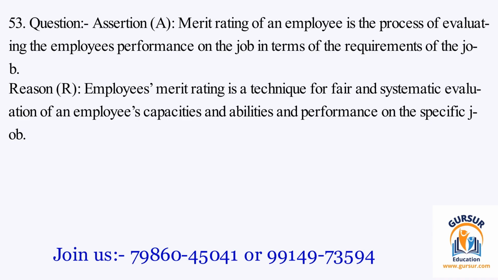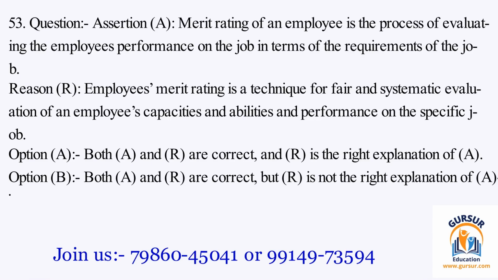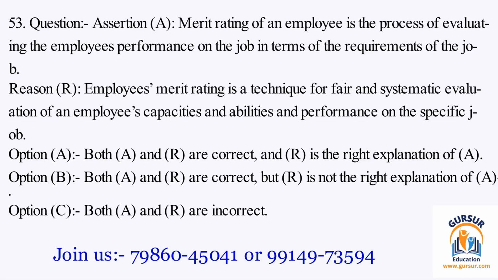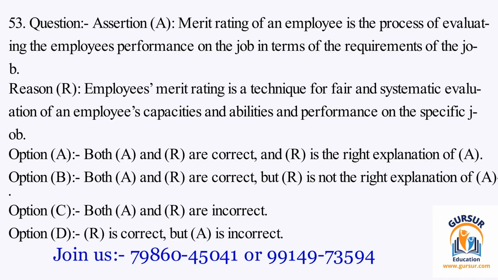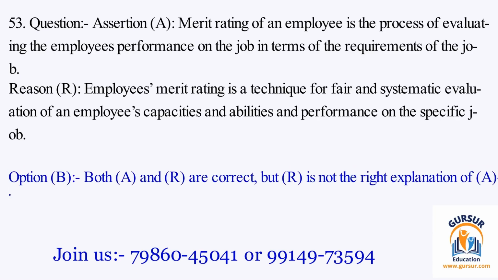The option A is both A and R are correct, and R is the right explanation of A. The option B is both A and R are correct, but R is not the right explanation of A. The option C is both A and R are incorrect. The option D is R is correct, but A is incorrect. The right answer of the question is option B, and that is both A and R are correct, but R is not the right explanation of A.